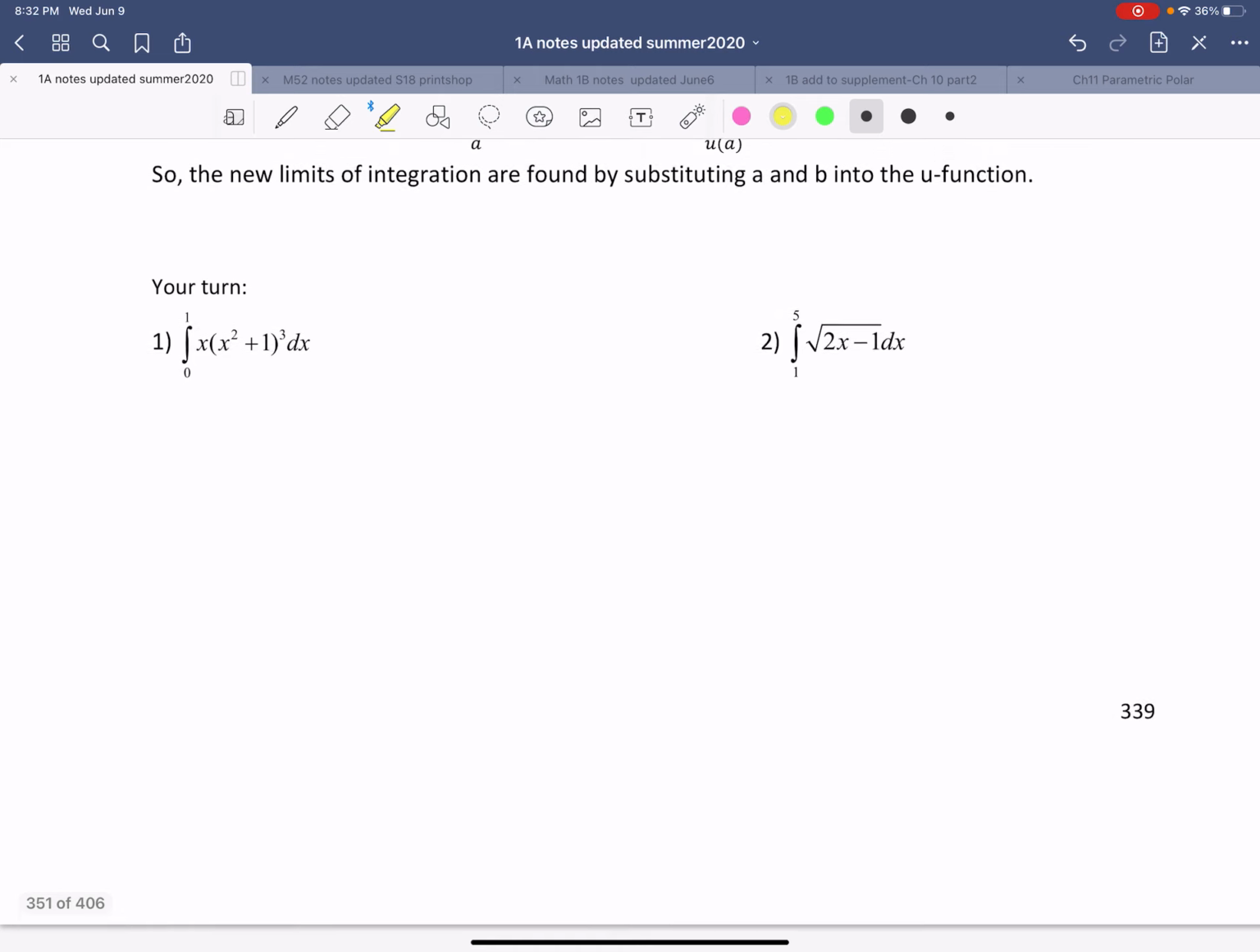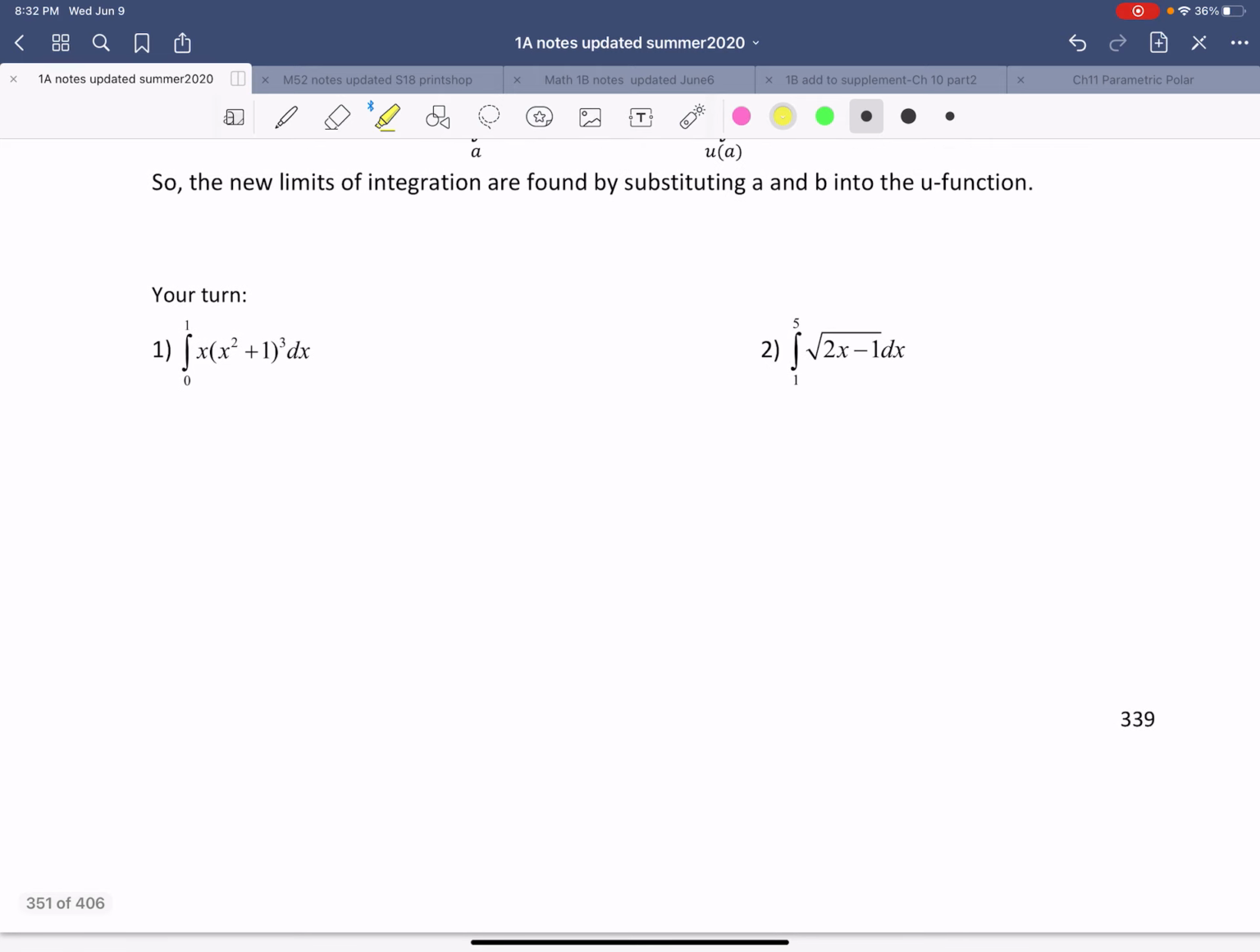Right, another example. Now we'll take a look at an example where we do have a definite integral. So here's one example we can take a look at. Let's start by asking, what's the derivative of 2x minus 1? Well, that would be just 1, and that's what we have sitting outside.